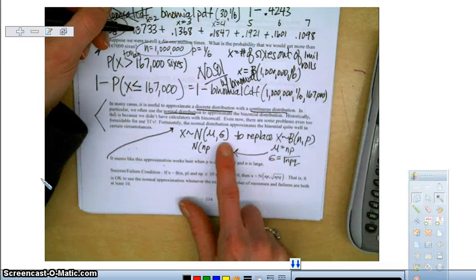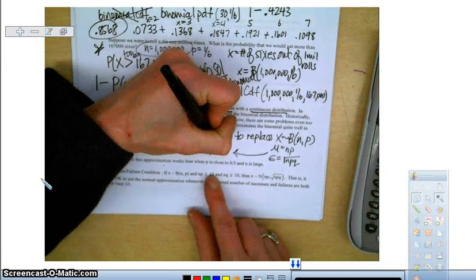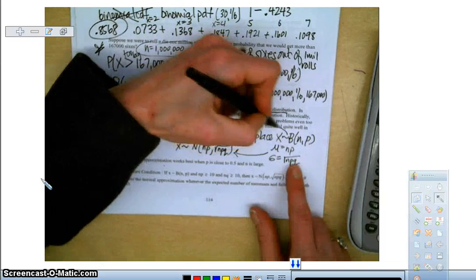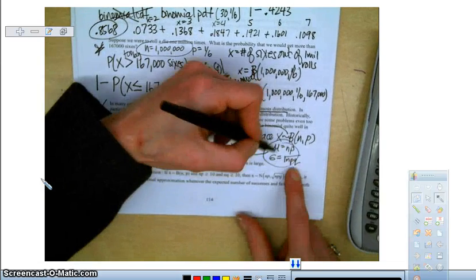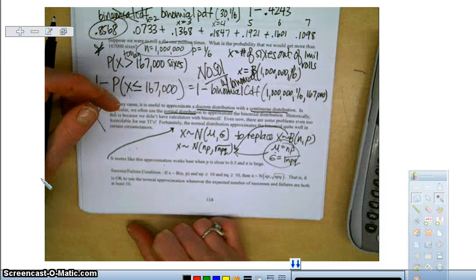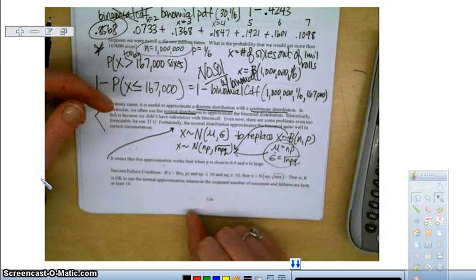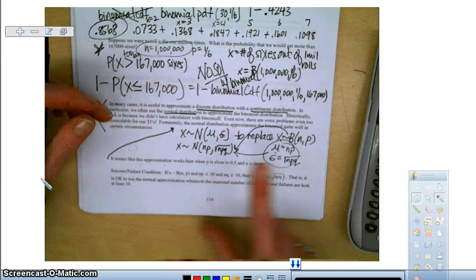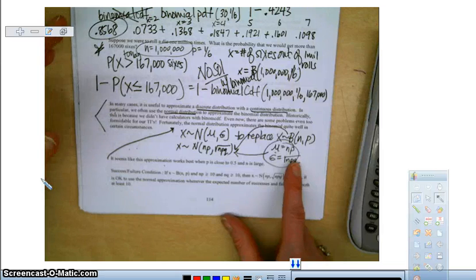And your standard deviation is the square root of N times P times Q. So you're changing the binomial into the normal using the formulas for its mean and standard deviation. It's pretty simple. Now, when is it best to do that? When is it okay to use a normal model to estimate a binomial distribution?